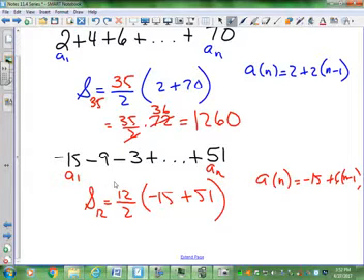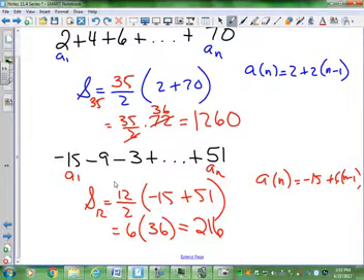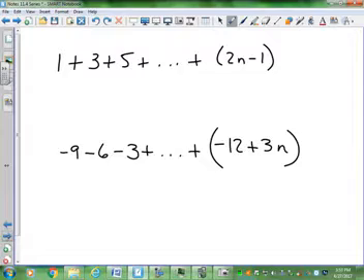So S of 12 is going to be equal to 6 times 36. So that's going to come out to be 216. And again, you can multiply and add all that up in your calculator. You don't have to be doing it the way I'm doing it.